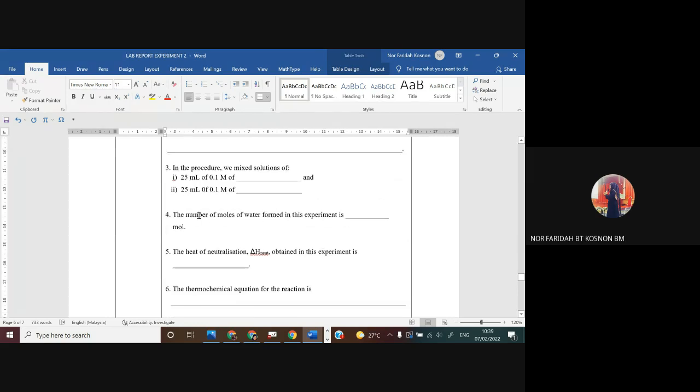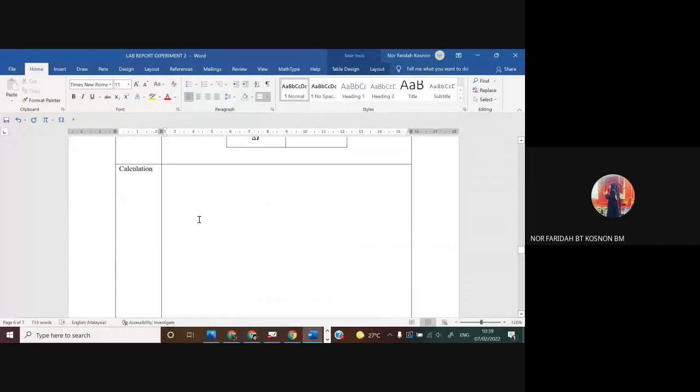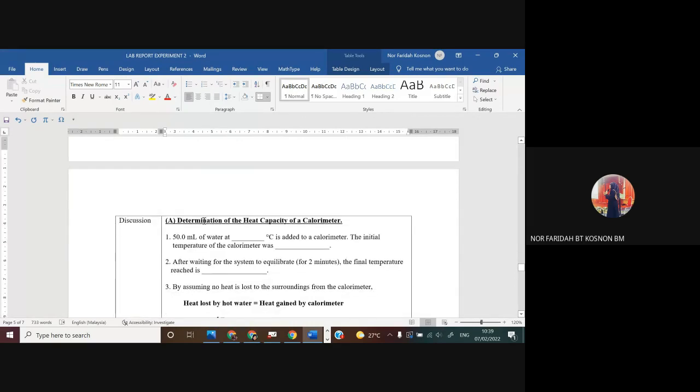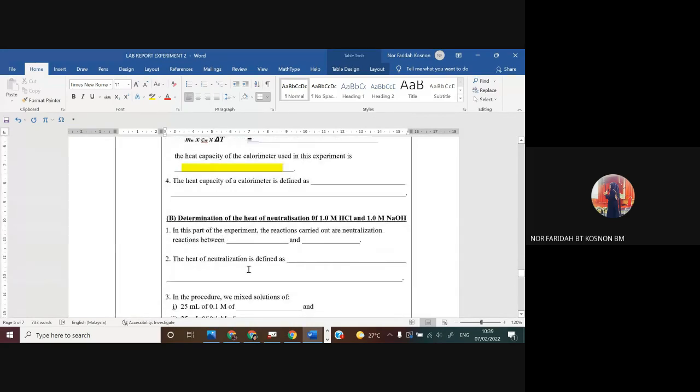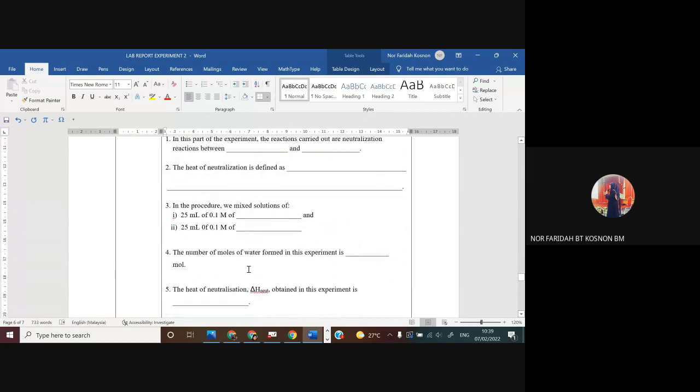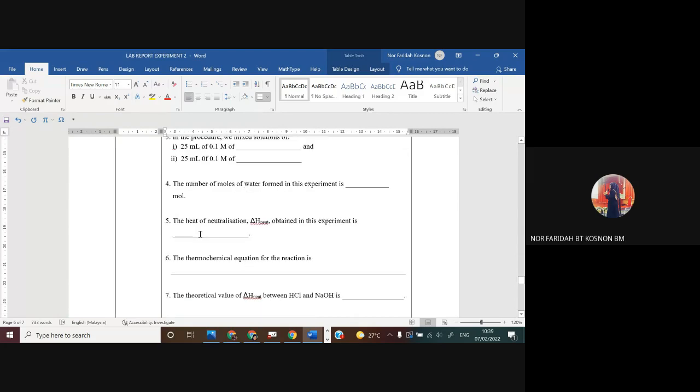Ini number 4 ni actually you akan dapat daripada pengiraan. Because to determine the heat of neutralization, you have to calculate the number of moles of water formed. Kenapa? Sebab refer kepada definition of heat of neutralization. And then berapa you dapat the heat of neutralization? Dalam eksperimen ini you kena tulis dekat sini, and the thermochemical equation pun you kena buat.